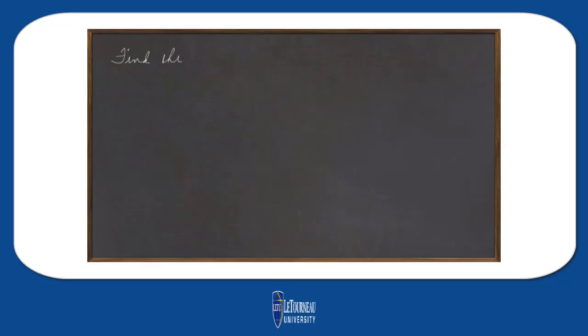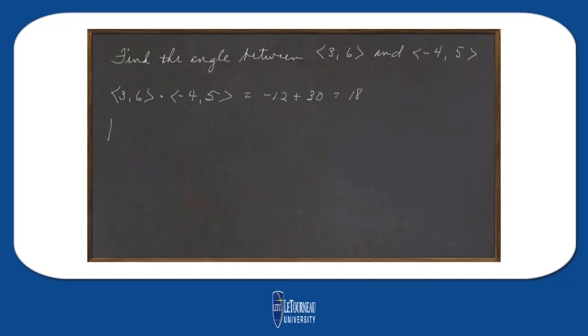All right, let's try some examples. Let's find the angle between the vectors 3, 6 and -4, 5. The first thing we have to do is find the dot product of 3, 6 and -4, 5, which turns out to be 18.